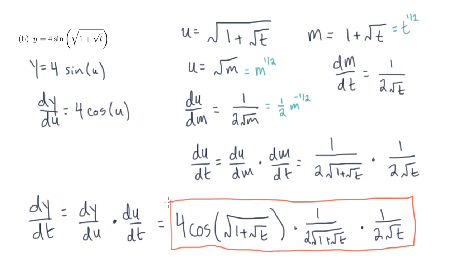And notice the role of the intermediate variables of using this u and m. It took this very complicated function to take the derivative of and broke it into a bunch of small steps where the derivatives were manageable. So that's the idea of the chain rule. And it's important to remember, of course, that you may have to use the chain rule multiple times.